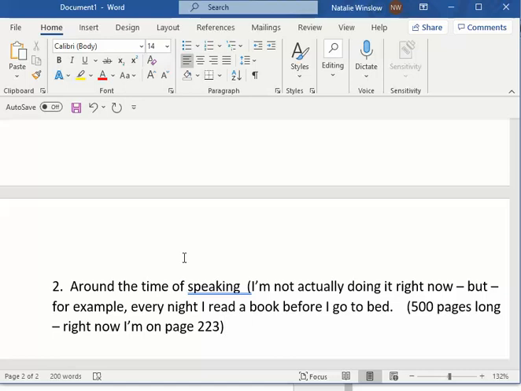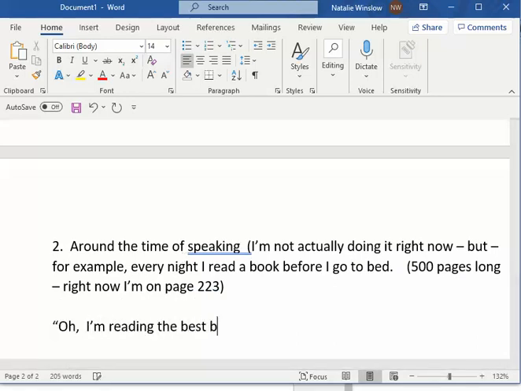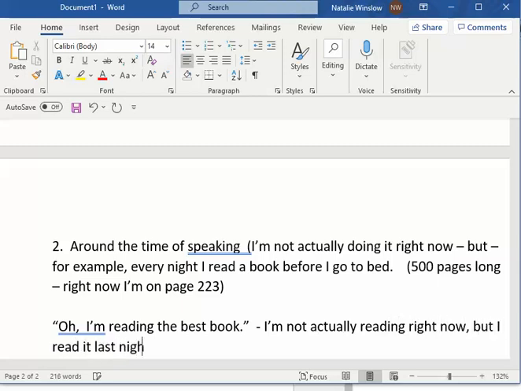And I'm not reading it right now. I'm teaching you right now, right? I'm doing a lesson on the present progressive. But I could say, oh, I'm reading the best book, right? I'm reading the best book. I'm not going to say right now. Right? So I'm not actually reading right now. But I read it last night. I'll read it tonight. And I'll read it again tomorrow.